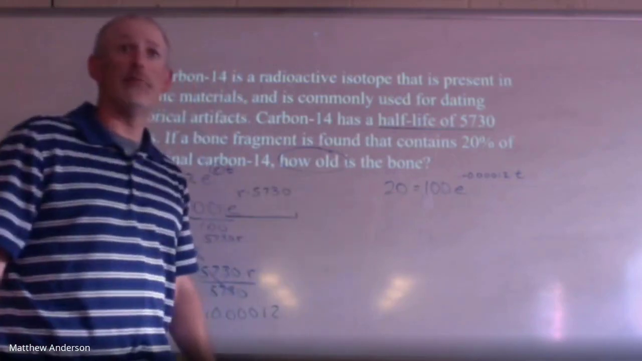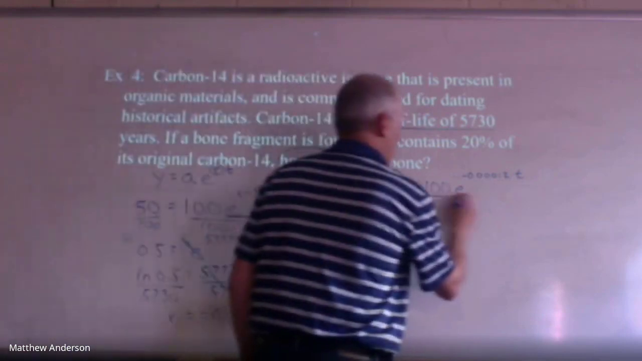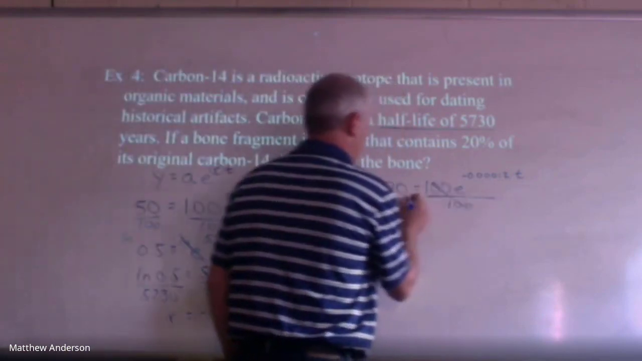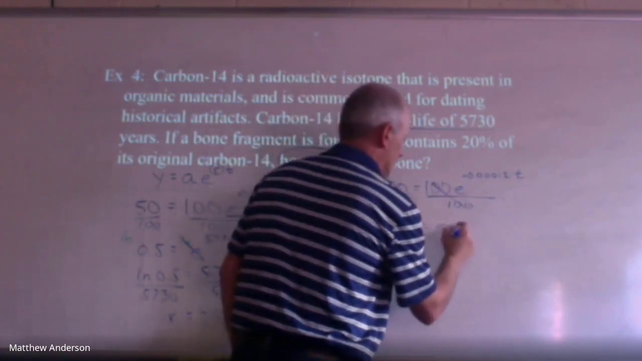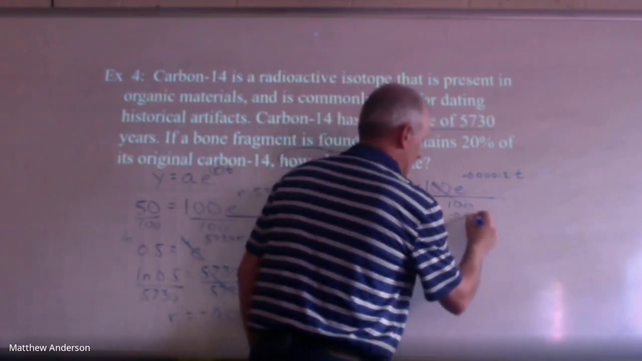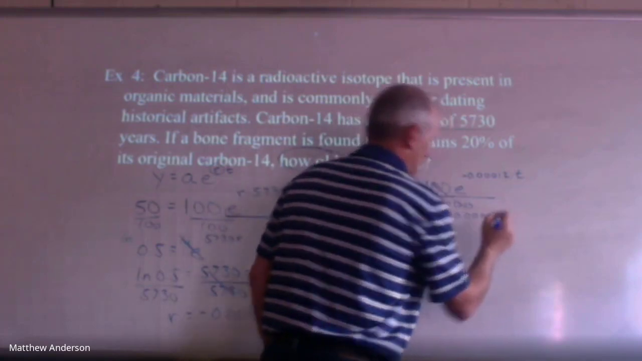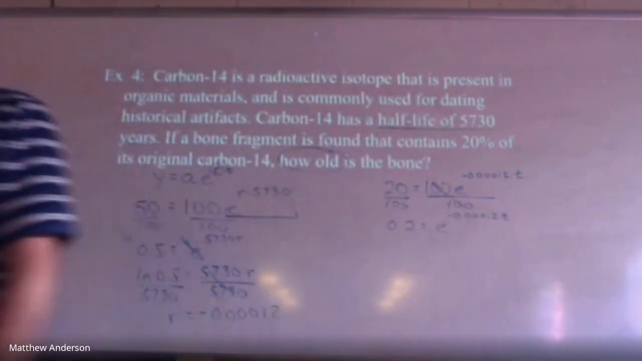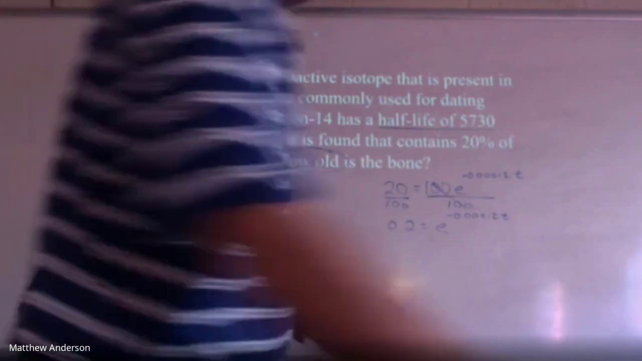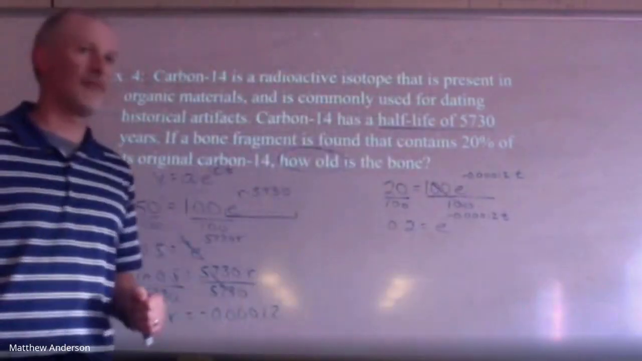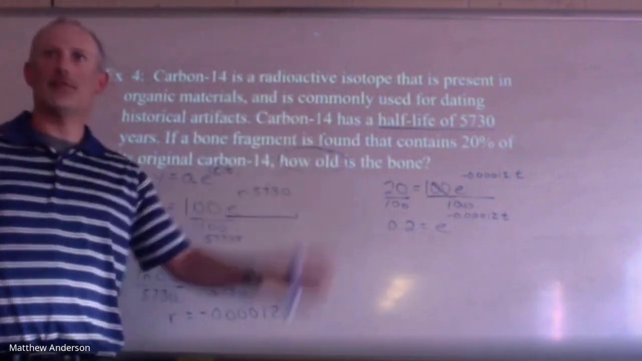Isolate. So we're going to do what? Divide by 100. And that gives us 0.2. And then we've got the rest of that stuff still. And what are we going to do after that? The main step for exponential equations?